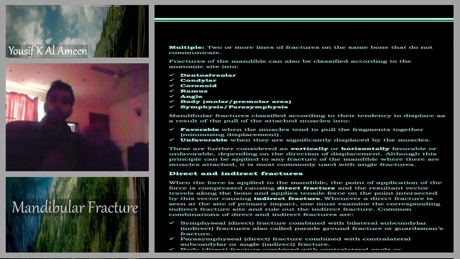Three types of direct and indirect fractures at the same time. The first one is symphysis, with bilateral subcondylar. The second one is parasymphysis with subcondylar or angle of the mandible. The third one is the body of the mandible, direct, with an indirect subcondylar or angle of the mandible. These are the three direct and indirect combinations of fracture of the mandible.